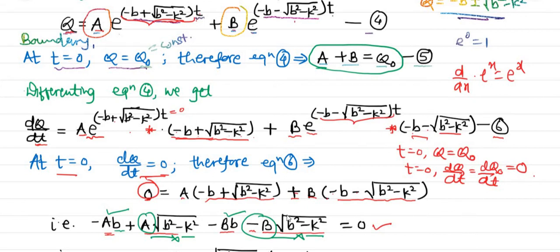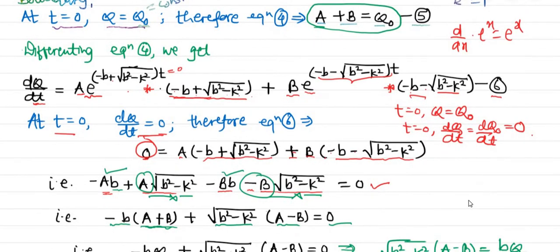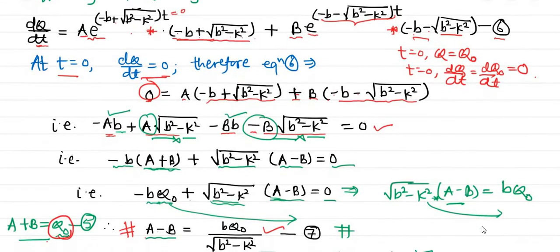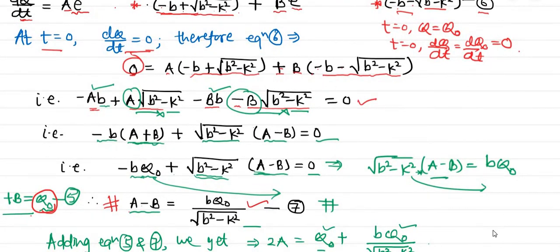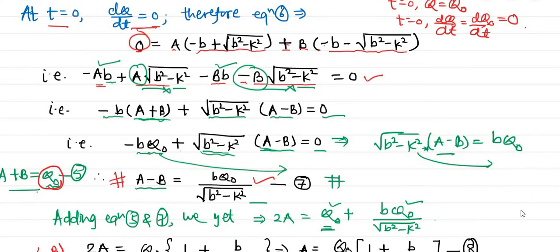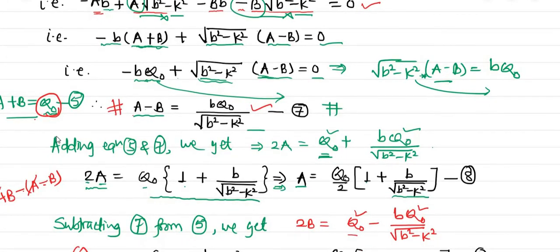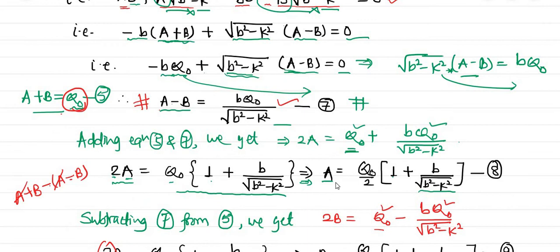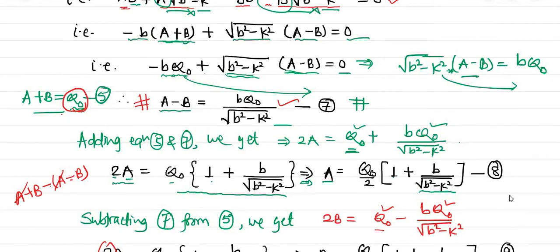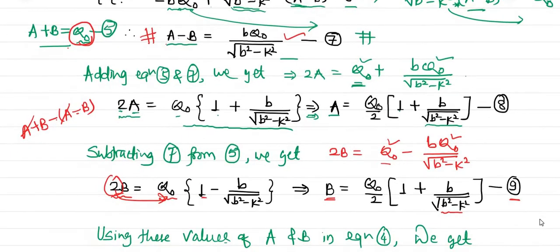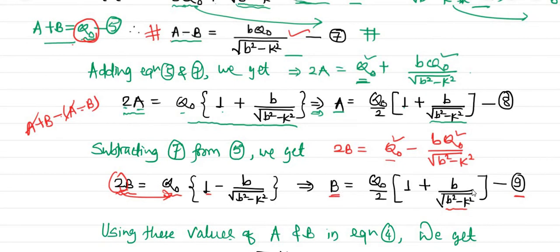Then we got equation number 7, which is A minus B is equal to something, and equation 5 is A plus B is equal to something in terms of Q. Both equations are in terms of A and B, so we added them together. Adding equation 5 and 7, B gets cancelled and we got the value of A, equation number 8: A is equal to Q0 by 2 in bracket 1 plus B under root B square minus K square. Then by subtracting, we got the value of B, equation number 9: Q0 by 2 in bracket 1 plus B divided by under root B square minus K square.